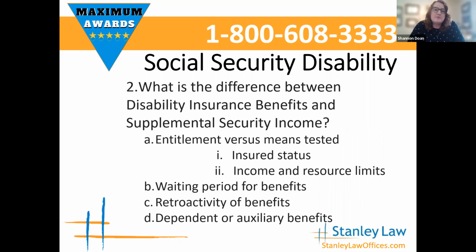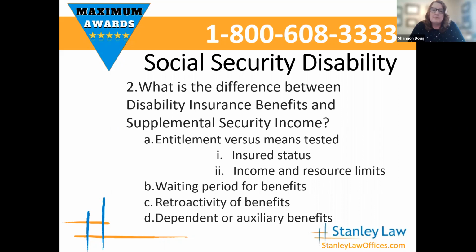Another distinct difference between the two types of adult disability benefits is the waiting period. With disability insurance benefits, there is a 5-month waiting period from the date you're found disabled until your monthly benefits will begin to be paid. Whereas with SSI, since it is a needs-based or means-tested program, there is no such waiting period. You can begin receiving benefits immediately when you're found disabled.